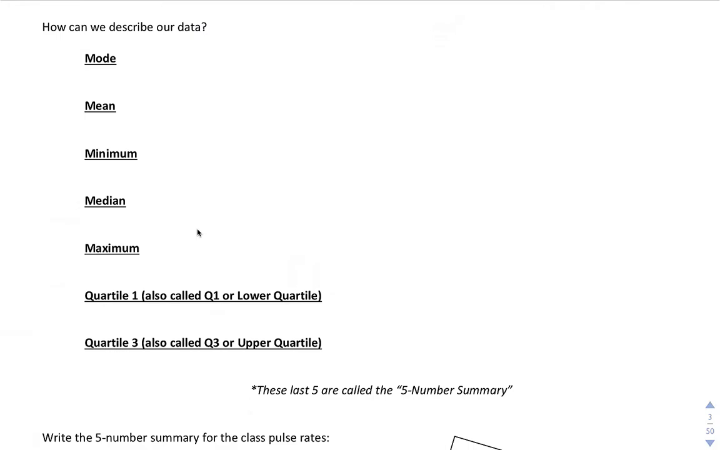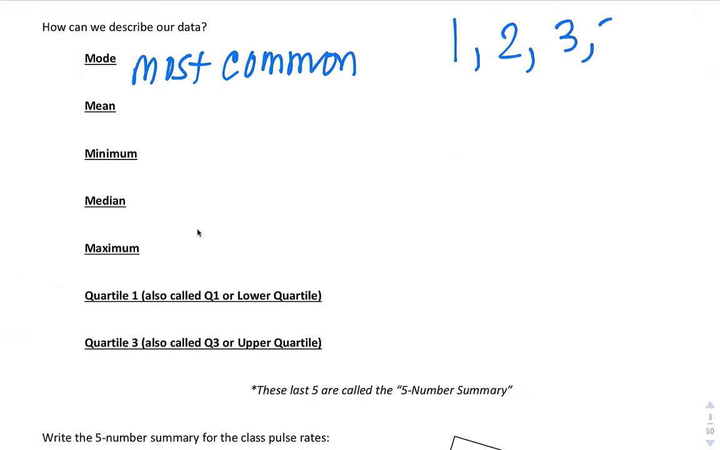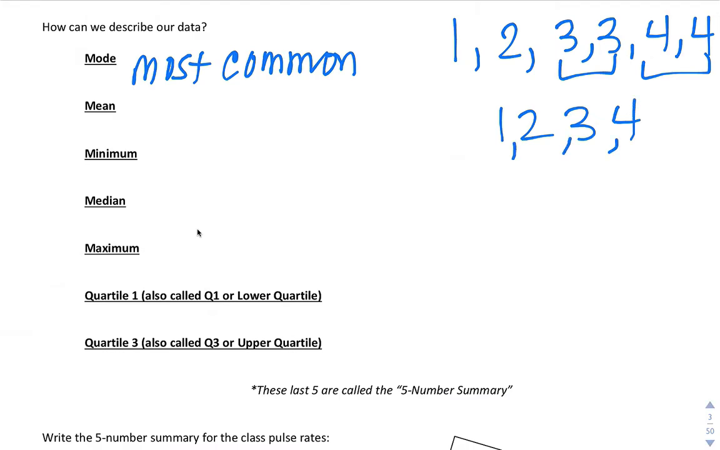Okay, so some of these words you should know already. Hopefully you know that when you see mode, it's the most common. Sometimes there can be no mode. Sometimes there's more than one mode. So for example, if I had the numbers 1, 2, 3, 3, 4, 4, the mode would be 3 and 4. So it'd be bimodal, two modes. If I had the numbers 1, 2, 3, 4, there would be no mode. So mode means what happens the most often, the most common.